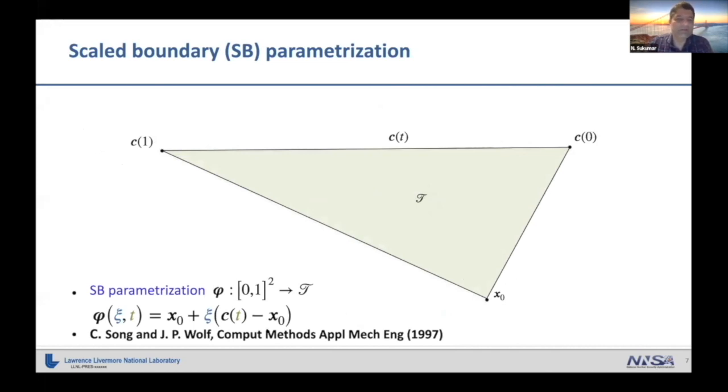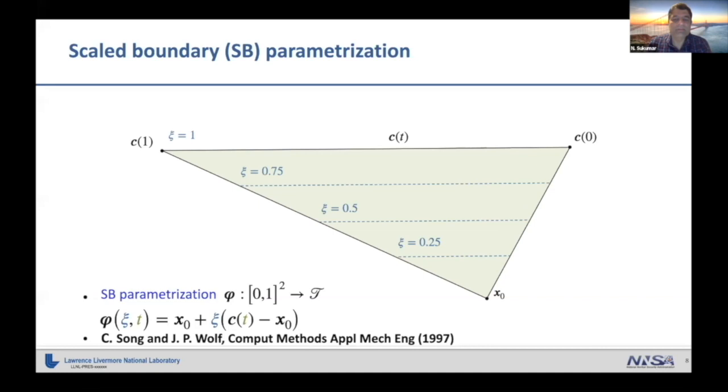Okay, so if you take any arbitrary piece, here I'm showing you a triangle instead of a curved triangle. The parametrization phi maps from the unit square to this T shape, and the parametrization is given by x0 plus psi times (C of t minus x0). Here x0 is this reference point, which will come up inside, and psi goes from 0 to 1. You can see at the location x0, psi is 0. Then there are these isolines. And on the boundary, psi is equal to 1.